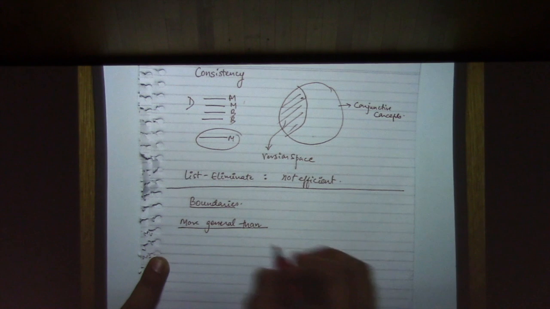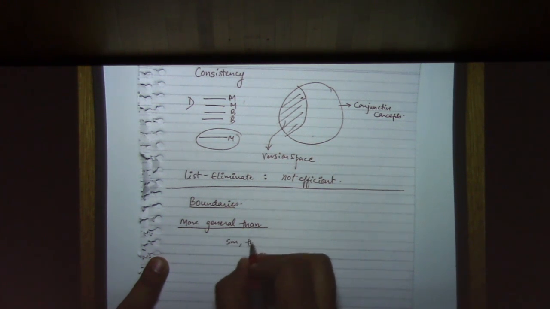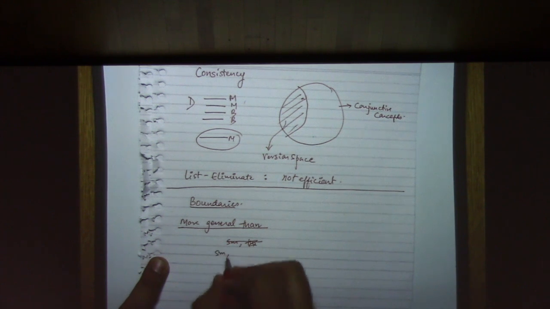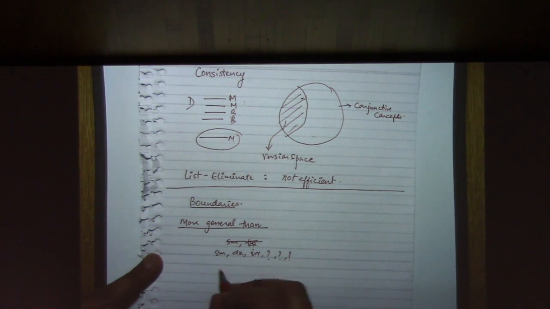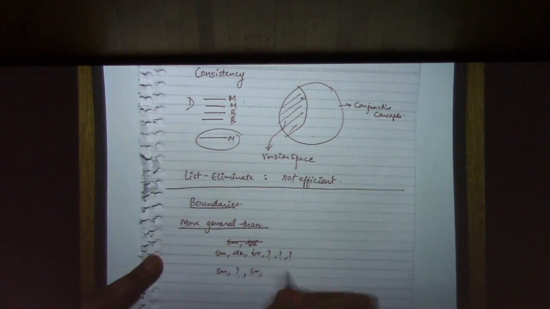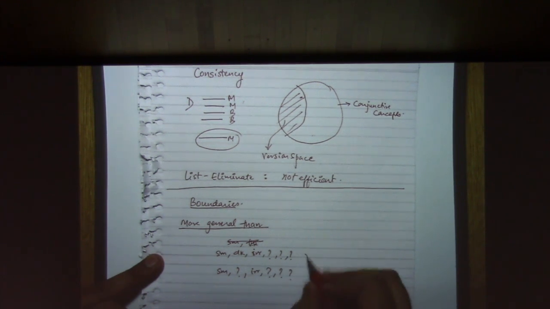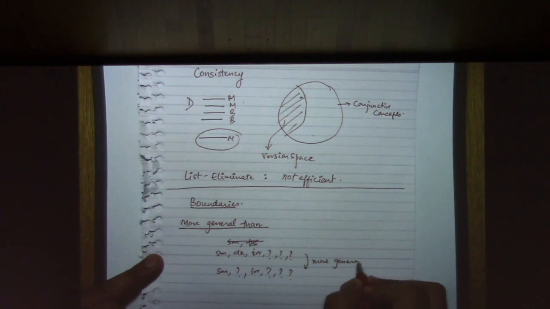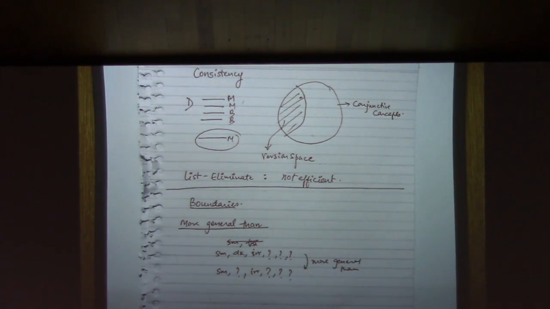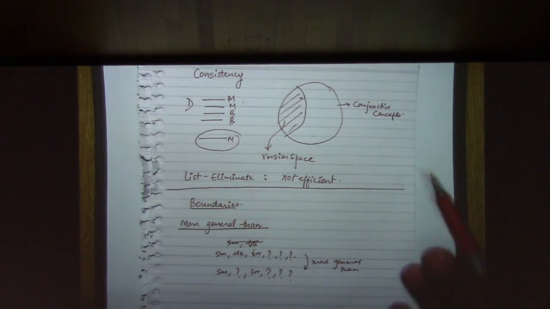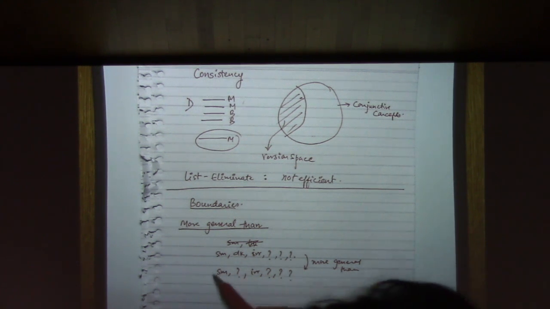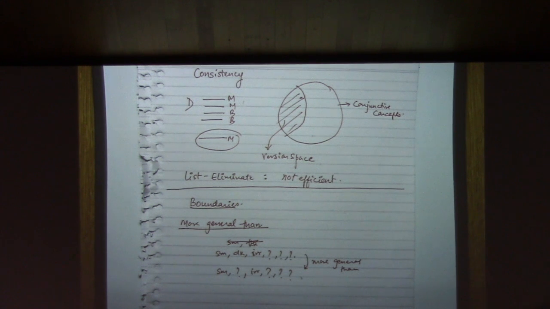Let's say you have a hypothesis like this: small, dark, irregular, question mark, question mark, question mark. Let's say this is a hypothesis. A more general hypothesis would be something which has fewer specifications. So this is more general than it. Now, when you compare this to the definition we have on the slide, it agrees with that, which means that if this hypothesis calls something positive, this hypothesis will also call that positive. But there are some examples which this will call positive and not this one. All right, so that's the idea.